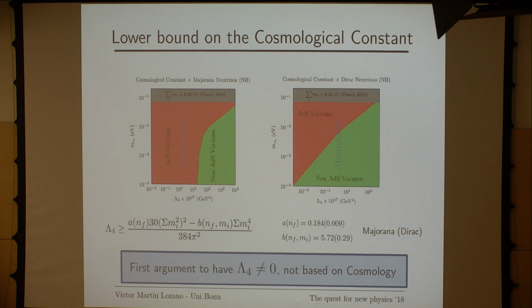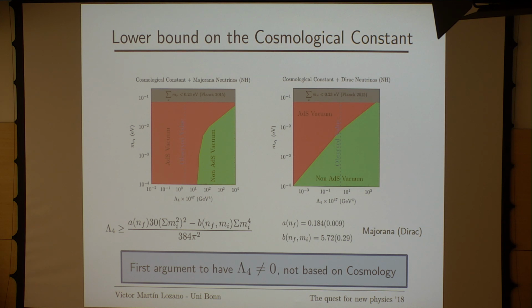Well, apart from that, this is the first argument, as this is greater or equal than this, that only depends on the mass of the neutrinos, and we know that the neutrinos are not massless, they have mass. It's the first argument in particle physics that tells us that the cosmological constant is not 0. So basically all the arguments to say that the cosmological constant is not 0 came from cosmology. But this one is the only one coming from particle physics.